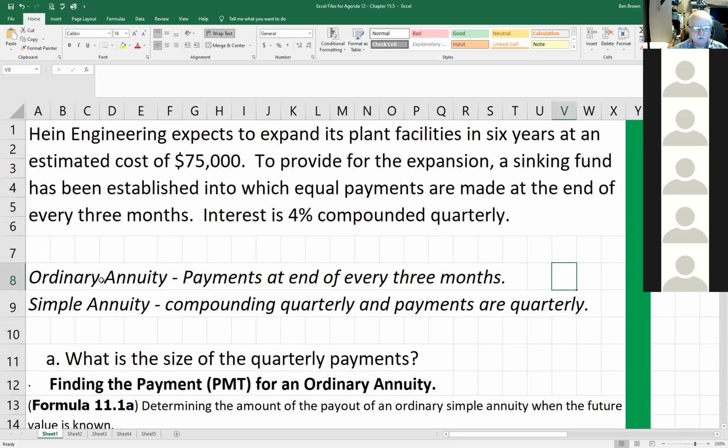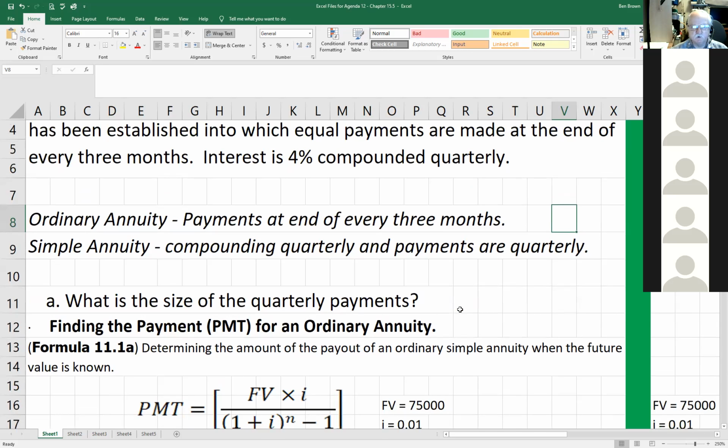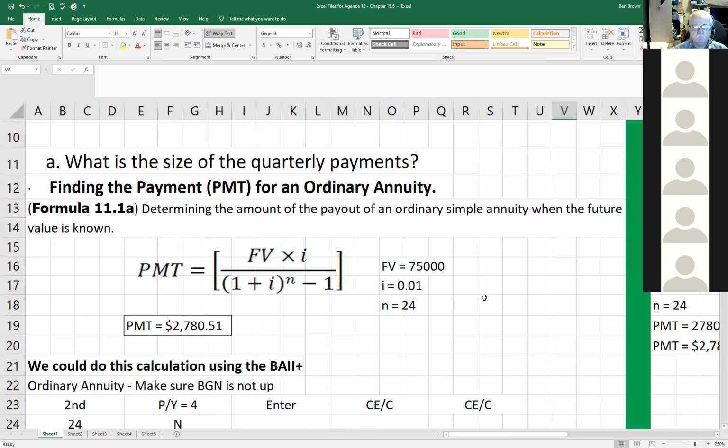So we can see this as an ordinary annuity because the payments are at the end of every 3 months. And we can see it's a simple annuity because we're compounding quarterly and payments are quarterly. So we'll keep those concepts in mind when we start to figure out which formulas we need. So the first thing they need to know is what is the size of the quarterly payments? They know they're trying to end up with $75,000, but they've got to figure out how much money they're going to put in every 3 months.